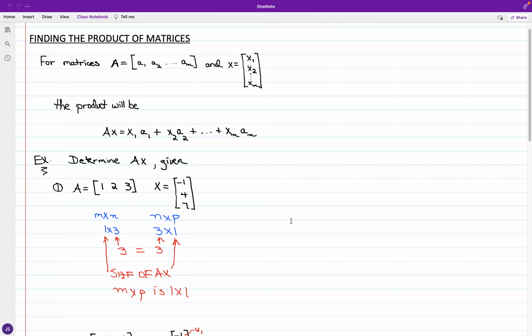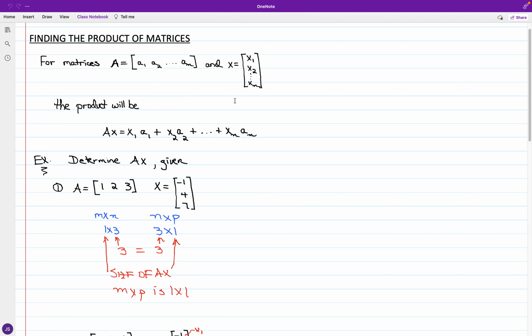Okay, moving along with matrix operations, let's look further into finding the product of matrices. For general sake, say we have matrix A equal to the set of expressions A of 1, A of 2, all the way out to A of n. And we'll say that matrix X is equal to x of 1, x of 2, all the way down to x of n.